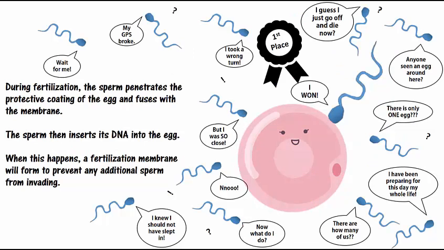During fertilization, the sperm penetrates through the protective coating of the egg and then fuses with the membrane. The sperm then inserts its DNA into the egg. When this happens, a fertilization membrane will form to prevent any additional sperm from invading.